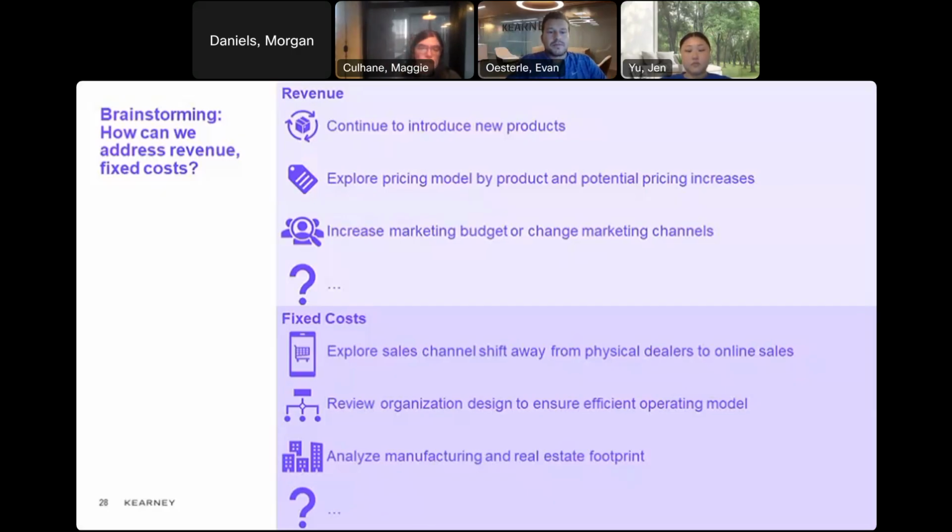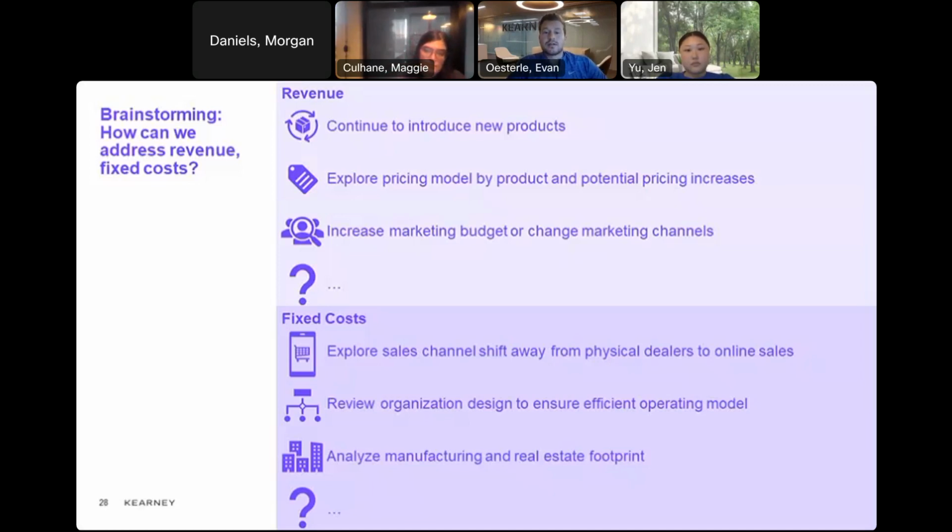So in terms of revenue, keeping in mind that we're working for an auto dealer here: new products. Are they only selling a few different models, or can we introduce some new products? Perhaps a cheaper one, because electric vehicles until recently were fairly expensive. Could we explore the pricing model and pricing increases? Obviously, when there are cost increases, companies often pass those along to the consumer in some cases. Increasing the marketing budget would be another one. We also were focused on the variable costs. We didn't talk about fixed costs. So, different ways to lower fixed costs. One example might be exploring a channel shift.